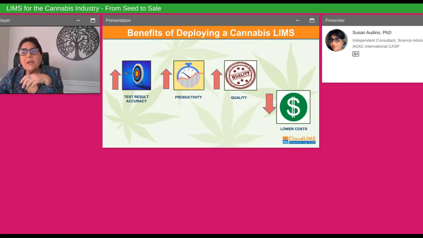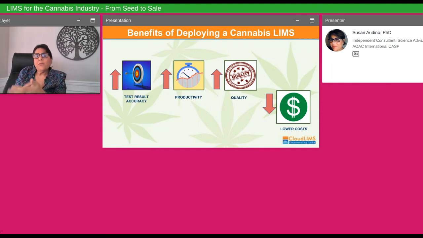Benefits of deploying a cannabis LIMS, and in particular our Cloud LIMS. We're going to improve our defensibility and verification of test result accuracy. We are most definitely going to improve our productivity. Quality has many more checks and balances in place that are a little more automated, and stop checks so that we can't go past bar A if we haven't met those requirements.